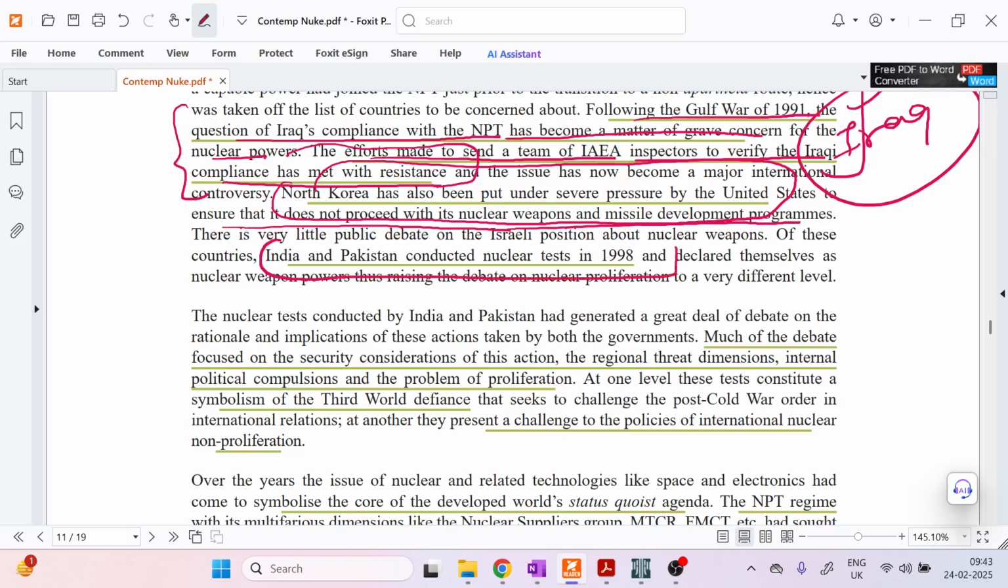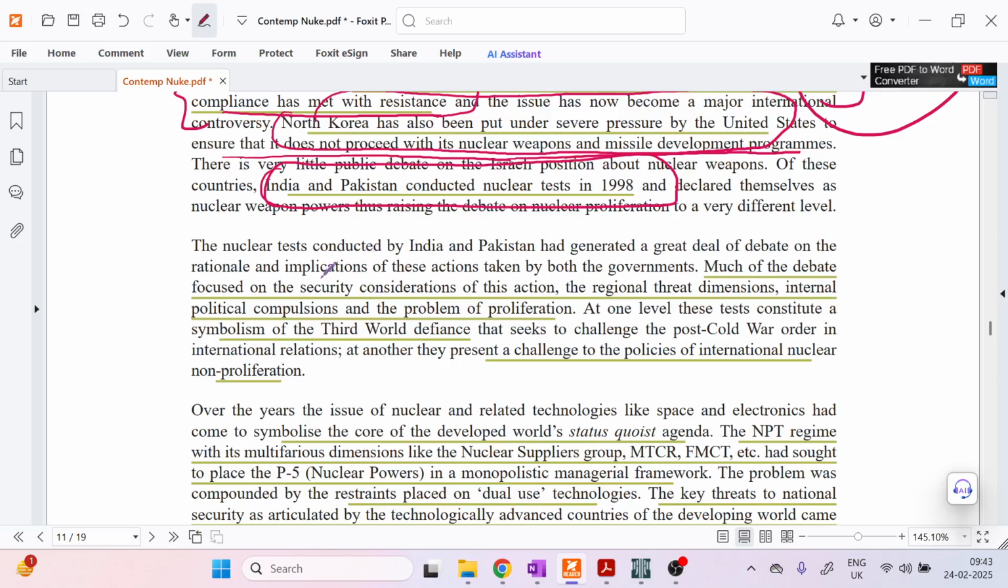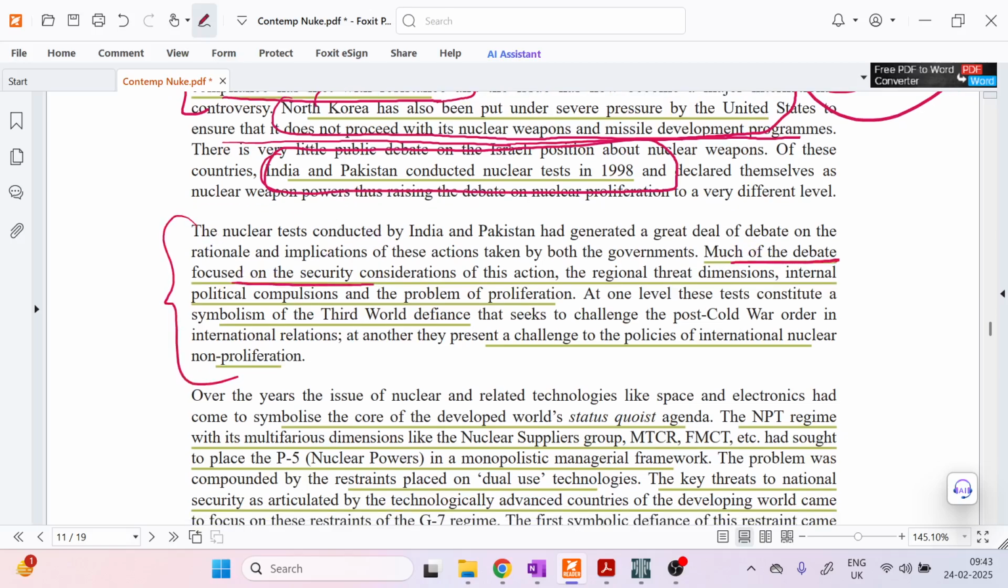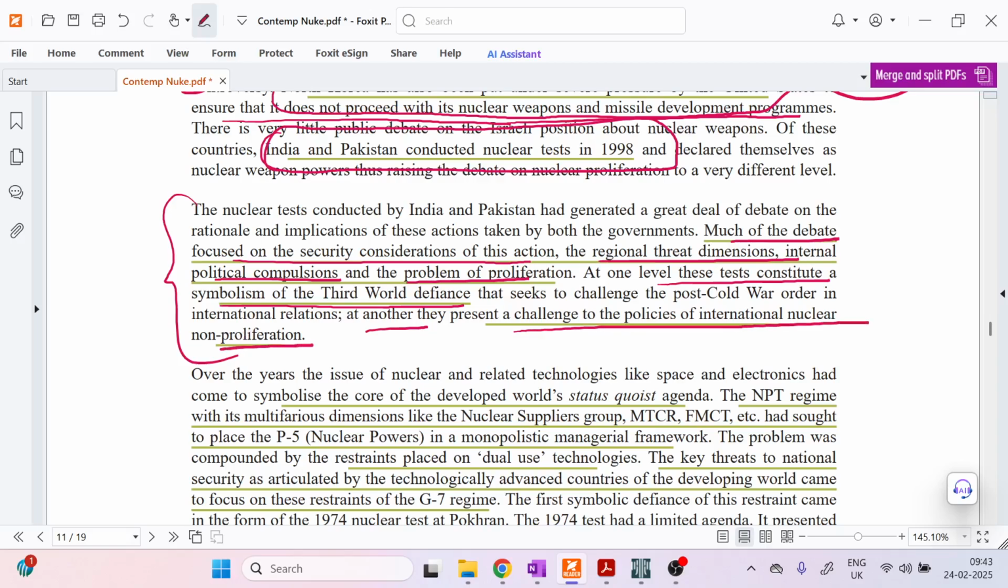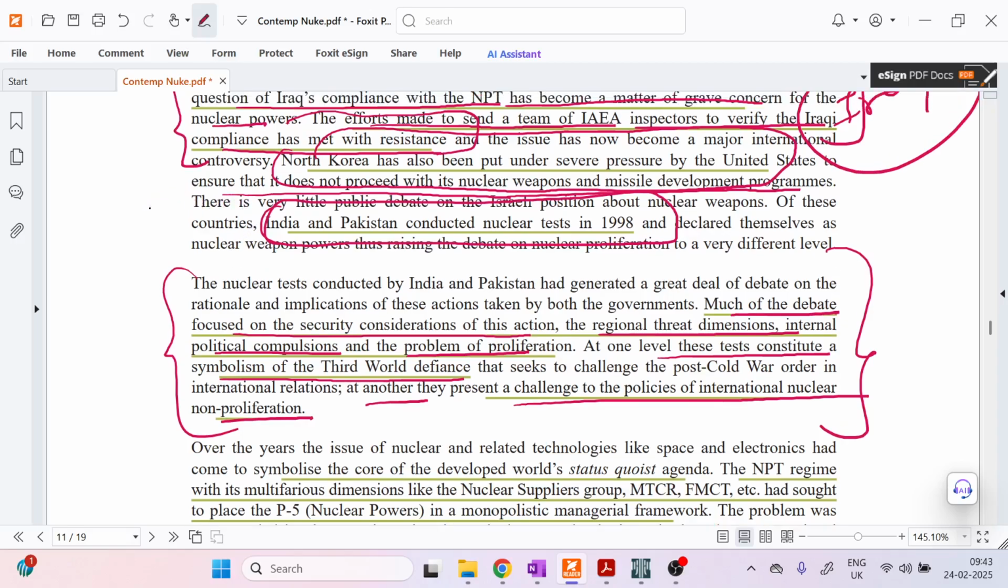Then India and Pakistan, both of them, conducted nuclear tests in 1998. So much of the debate focused on the security consideration of this action, the regional threat dimension, internal political compulsion, and the problem of proliferation. At one level, these tests constitute a symbolism of third world defiance, but at another, they present a challenge to policies of international nuclear non proliferation. Because the whole issue of India and Pakistan added another element to the issue of nuclear proliferation, since both of these countries are at breathneck distance. They are geographically very close to each other, and both of them have an antagonistic relationship.